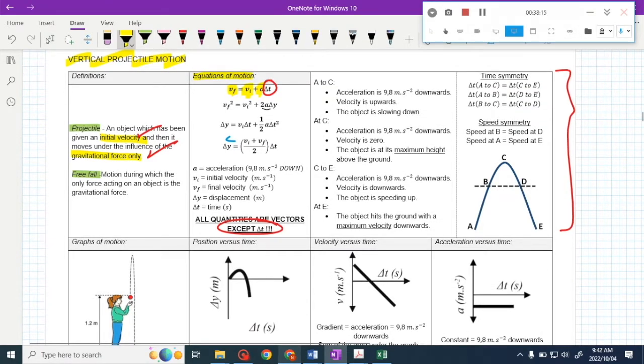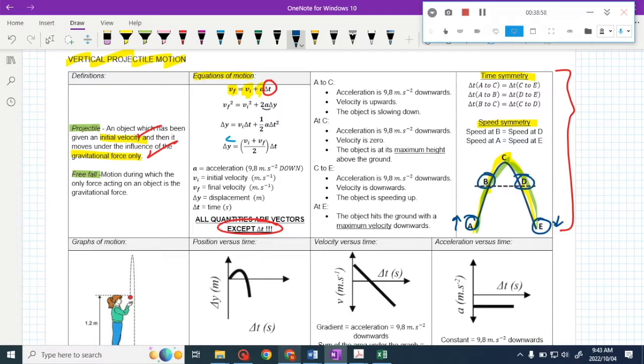Okay, now over here. Time symmetry, speed symmetry, I think you guys remember. The time taken from here to here is the same as the time taken from there to there. Time from here to here, same as the time from there to there. The speed here is equal to the speed there. Are the velocities equal? No, why? Direction. If the negatives and positives are there, they're not equal. Negative is not equal to positive. So this one is down, that one is up. So the speeds are equal, not the velocities.